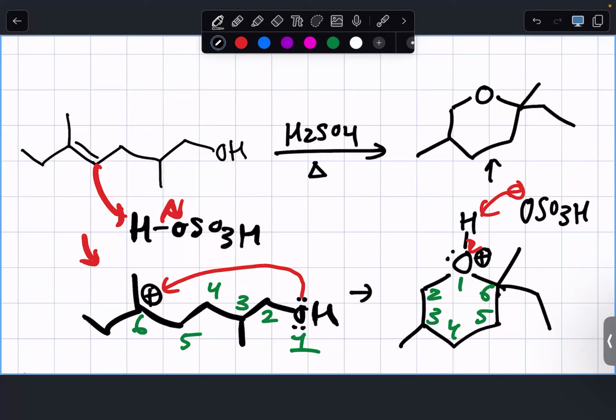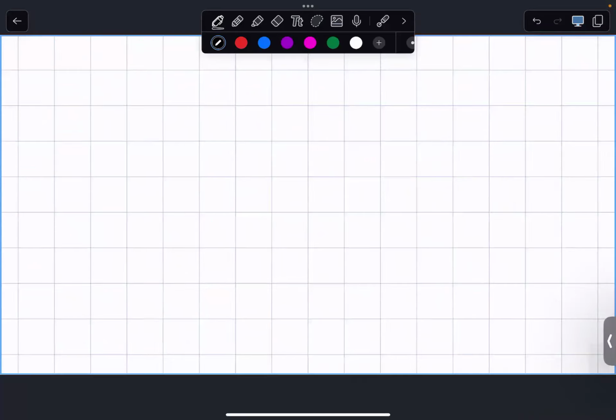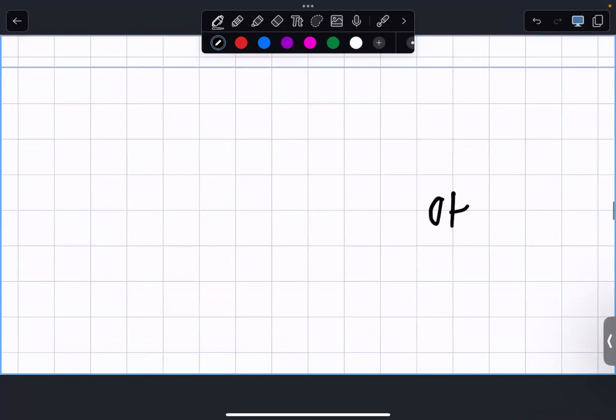Oh, that's a good question, because for this intramolecular reaction, if there's multiple ones, it won't necessarily attack the most substituted one. It will attack the one that forms the most stable ring. So let me give you an example of that. Let's say we have this right here.